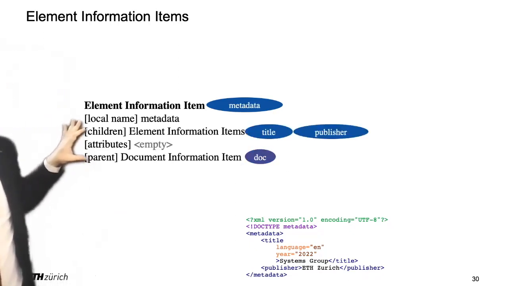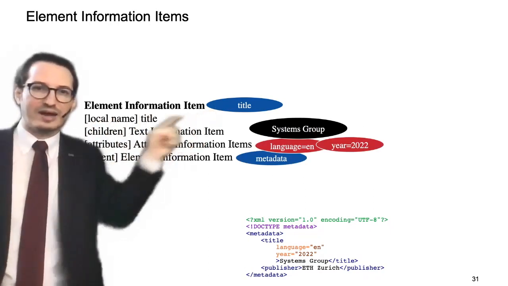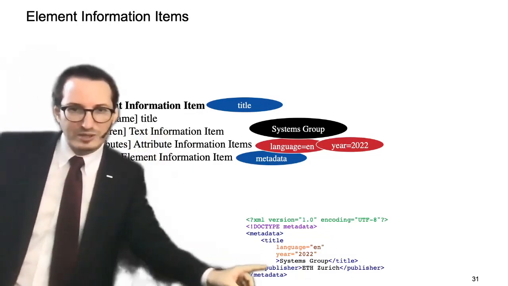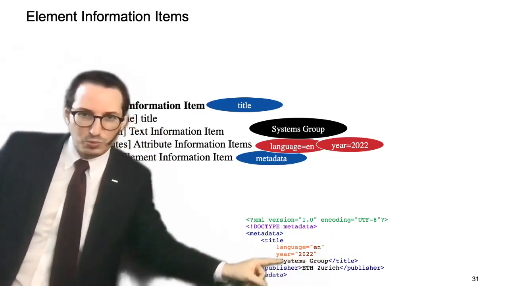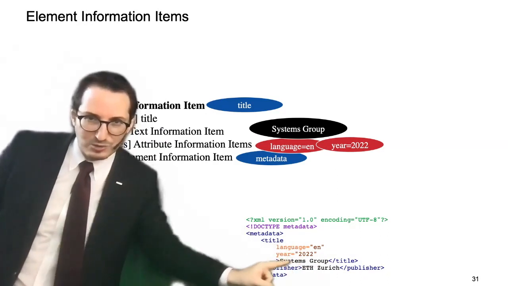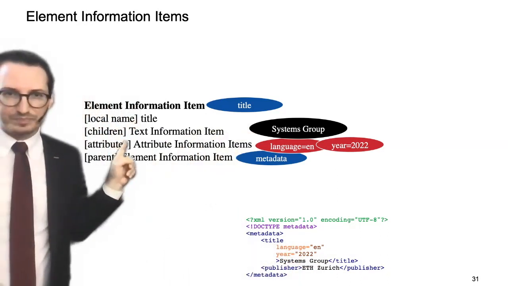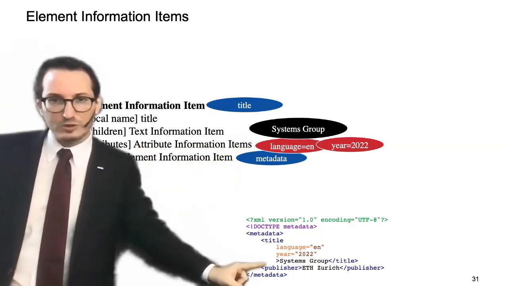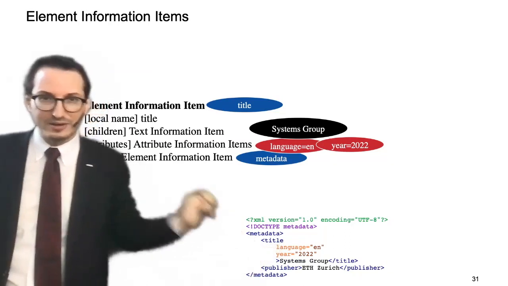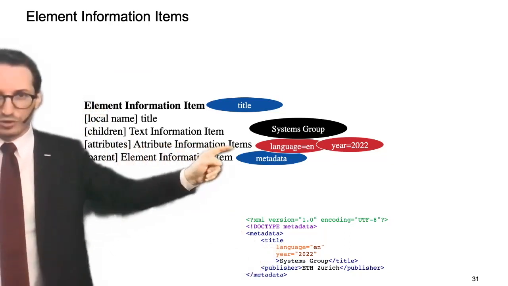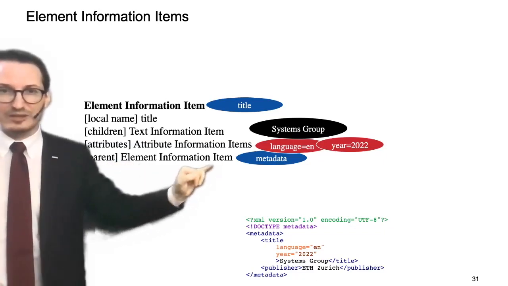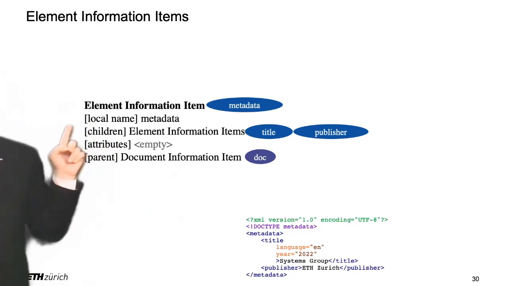Now we look at the other element information items, title and publisher. The first thing you see is that the properties are the same, because these are also element information items. So title has the local name title, and children text information items. So it's just this systems group right there that is within the two tags, the opening and the closing tags. Then in the attributes property, we have a list of attribute information items, two of them, language and year. These are also pointers, because I will show you the properties of these on a separate slide. And the parent is pointing back to the element information item metadata, which is the one we saw here, right?